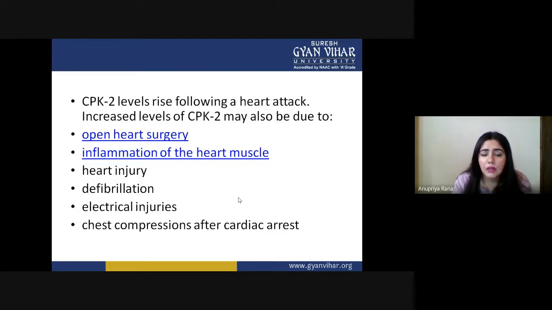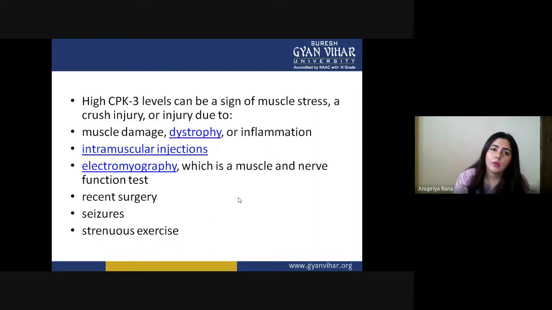These are medical terms describing serious conditions. Heart injury is not simple, and electrical injury can cause a very high level of CPK inside our body. Cardiac arrest is another. If these are not normal, the CPK level can be high inside our body.